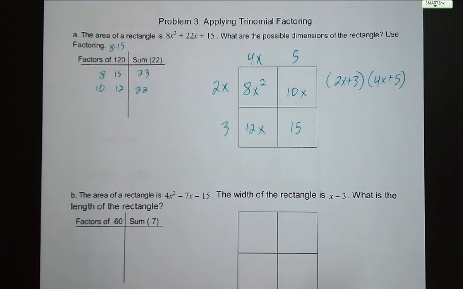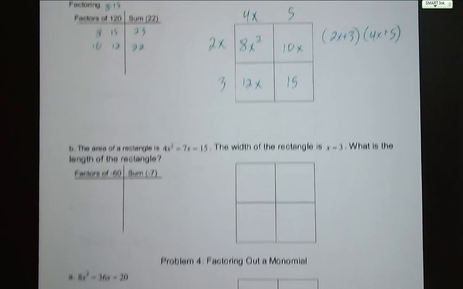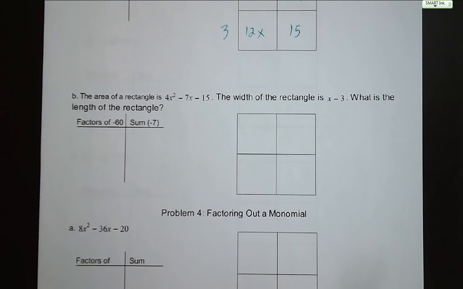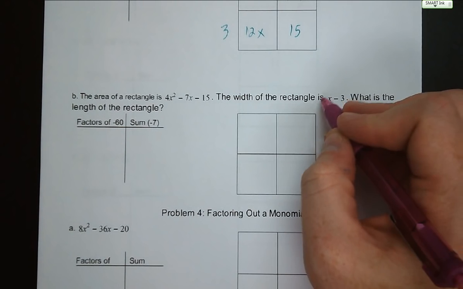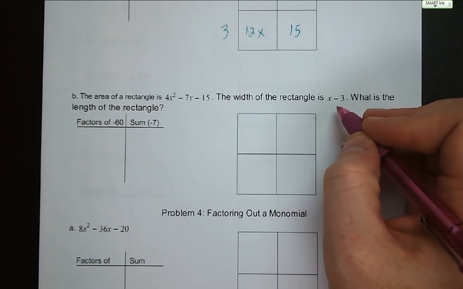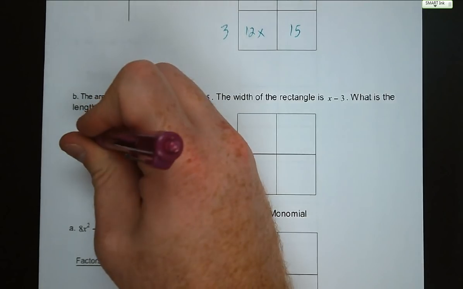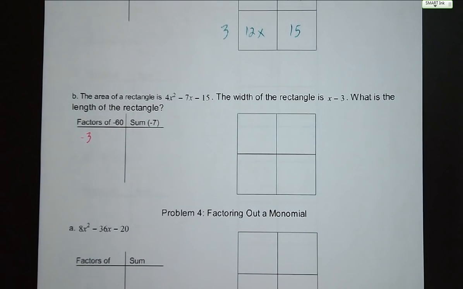All right. Problem B, I want you guys to try on your own. The area of a rectangle is 4x squared minus 7x minus 15. The width of the rectangle is x minus 3. What is the length of the rectangle? So, like what I said yesterday when we knew one of the sides, that means we know one of our factors already. So we know we've got a -3 for a factor. Well, what is another number that multiplies by -3 to give us 60?